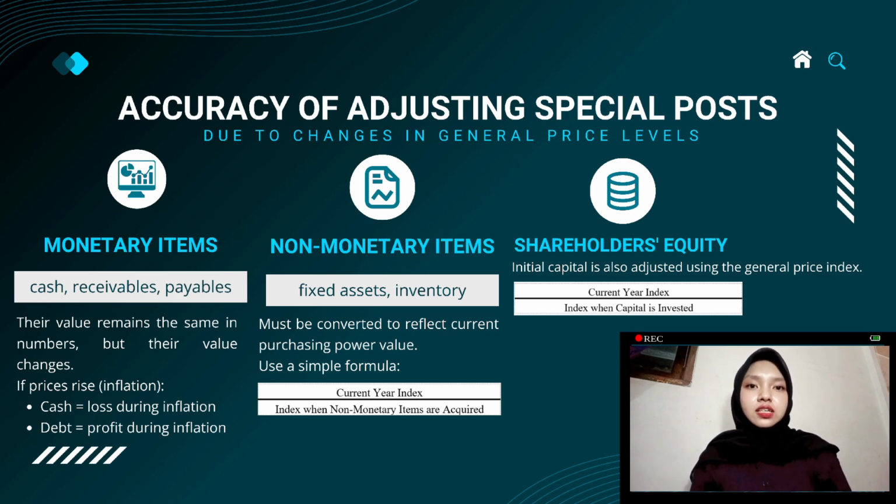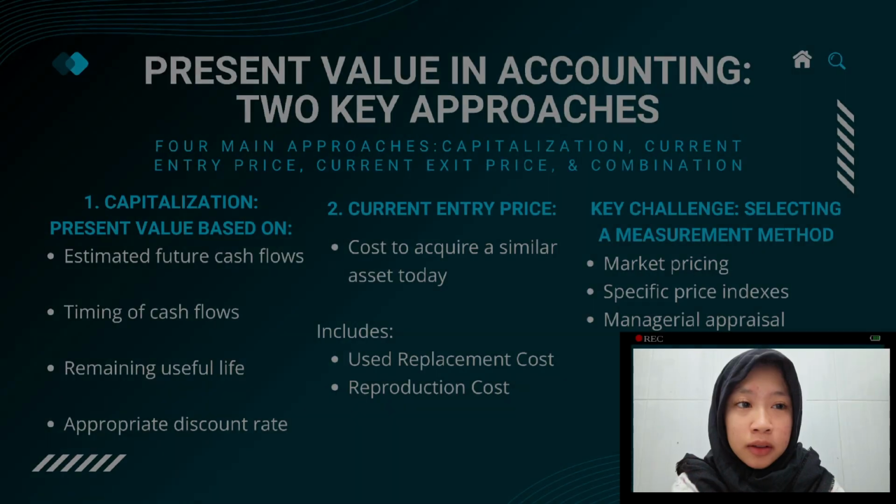And finally, shareholders' equity also needs to be adjusted. Initial capital is adjusted using the general price index with the formula of the current year index divided by the index when the capital was invested. For retained earnings, the calculation is done after all assets and liabilities are adjusted. With this adjustment, financial reports will better reflect actual economic conditions and help report users make more accurate decisions.